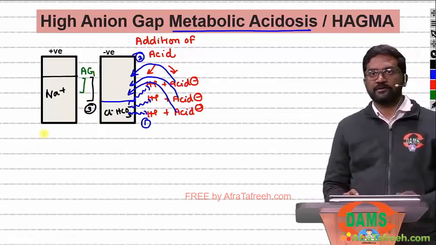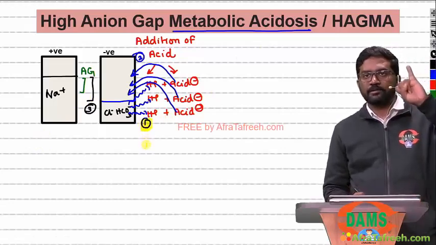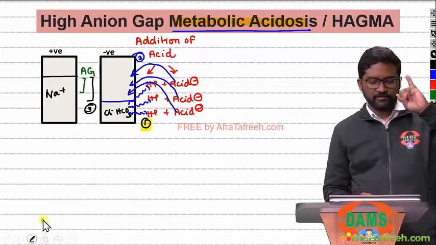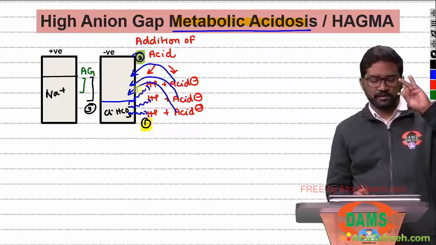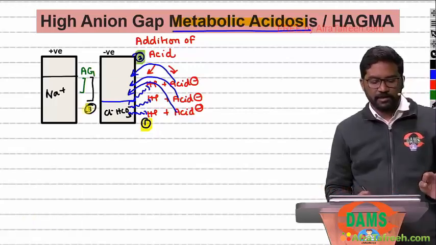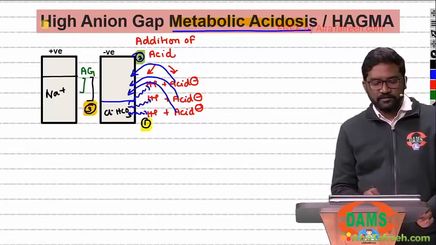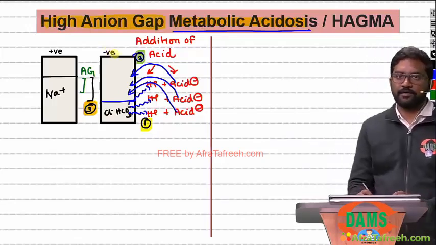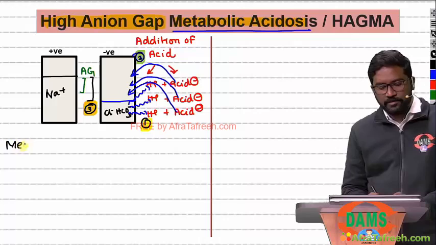Now after addition of acid, there are three important events. Event number 1, bicarbonate consumed as buffer, that was responsible for metabolic acidosis. Event 2, this acid anion being added to the unmeasured compartment. Because of these two, what has happened to the anion gap? Anion gap has become persistently high. So there is metabolic acidosis and it is associated with high anion gap. So it is called high anion gap metabolic acidosis. So write down the mechanism, you will understand better.